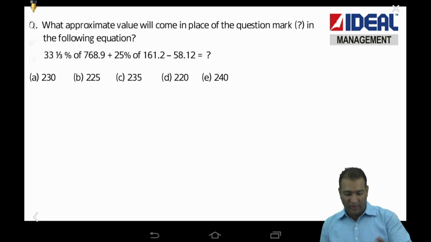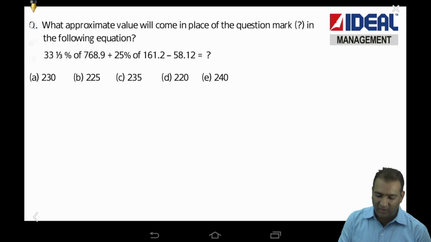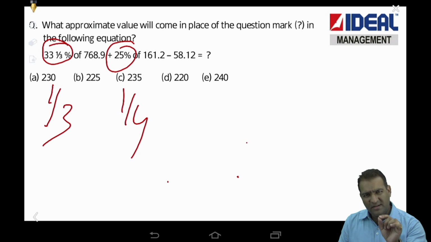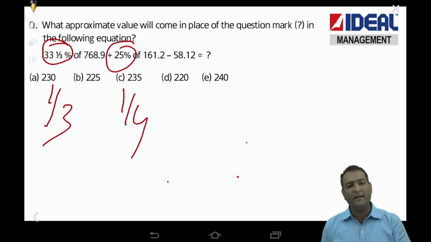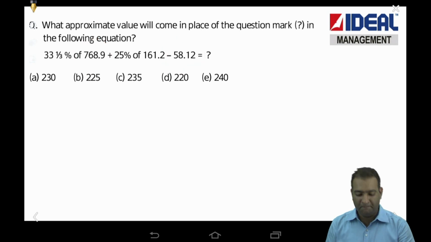Now again, as I told you right in the beginning also, percentage concepts and reciprocals are very important. This is nothing but 1 by 3. This is nothing but 1 by 4. So that's the first level. Trust me, 50% of the students will be able to understand this and they'll apply it also. And the rest of the 50% won't. And those who apply it will not apply the shortcut that comes after this.